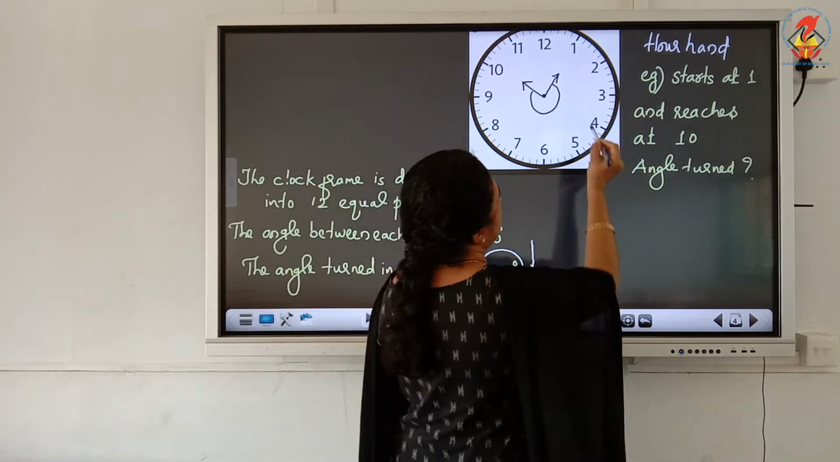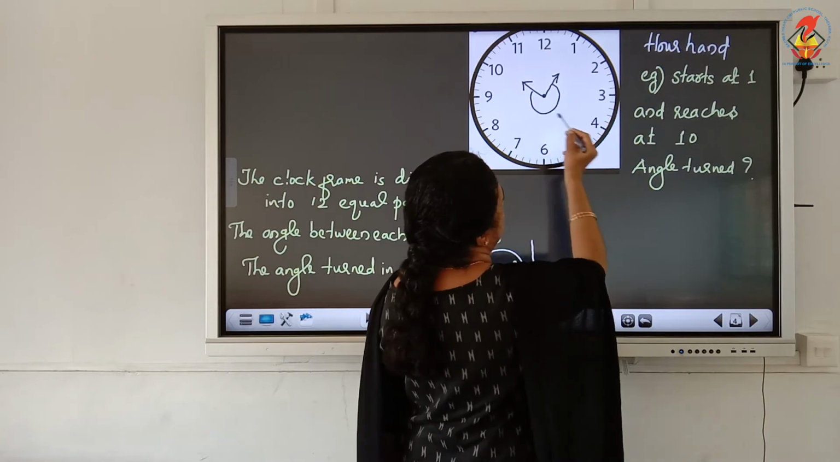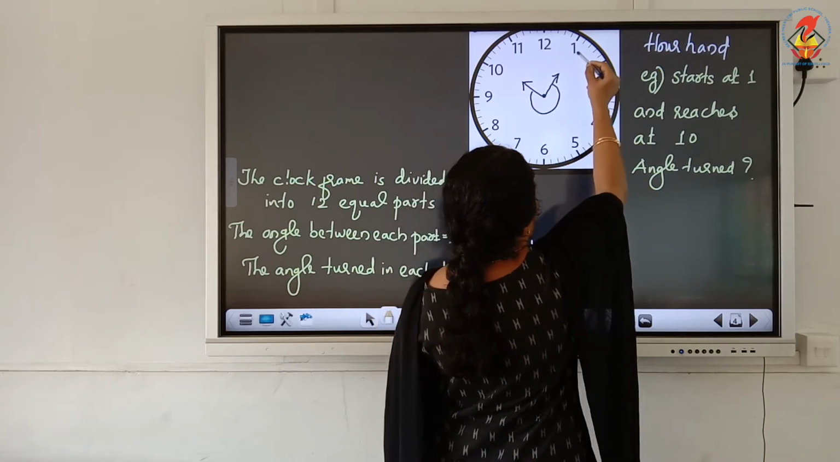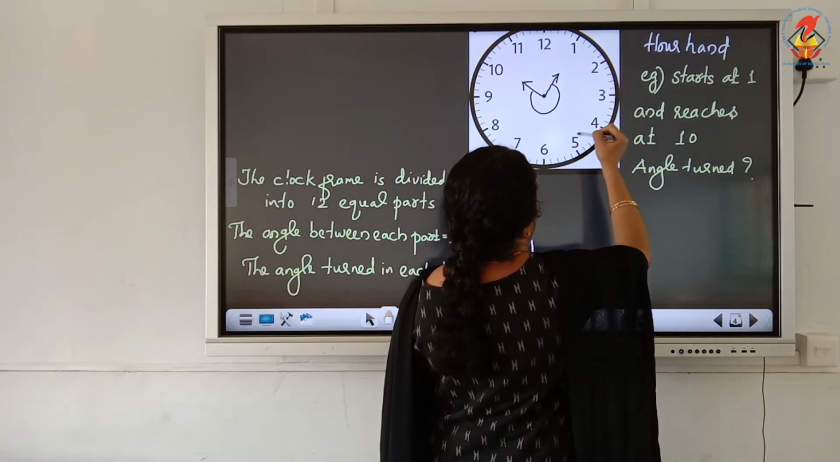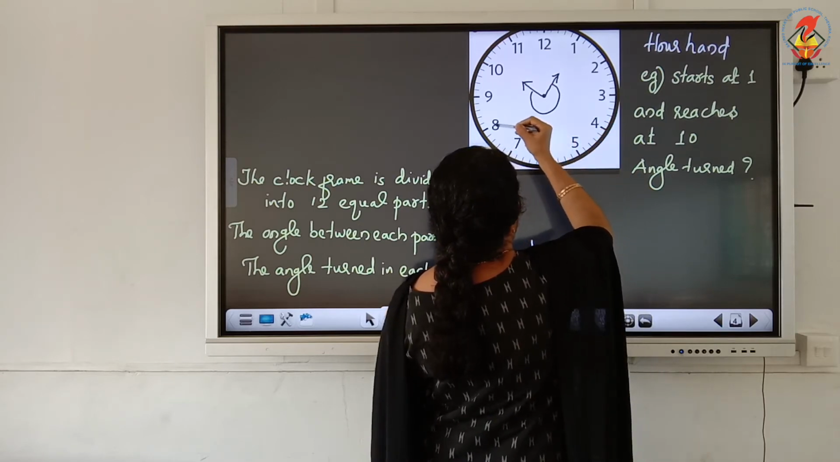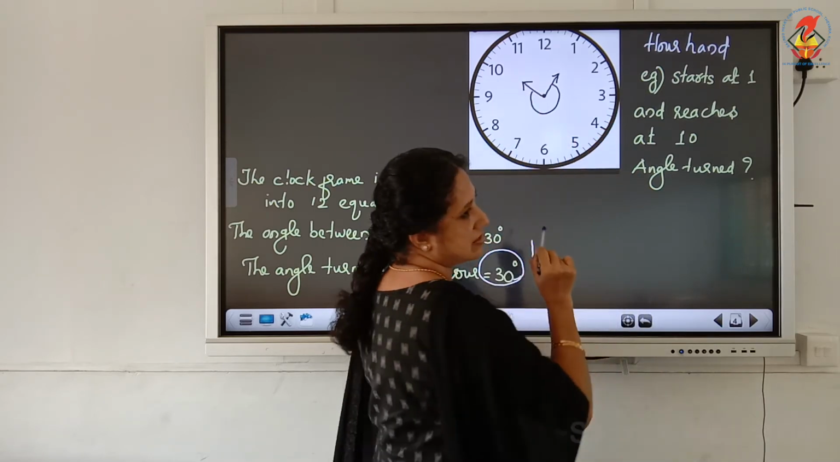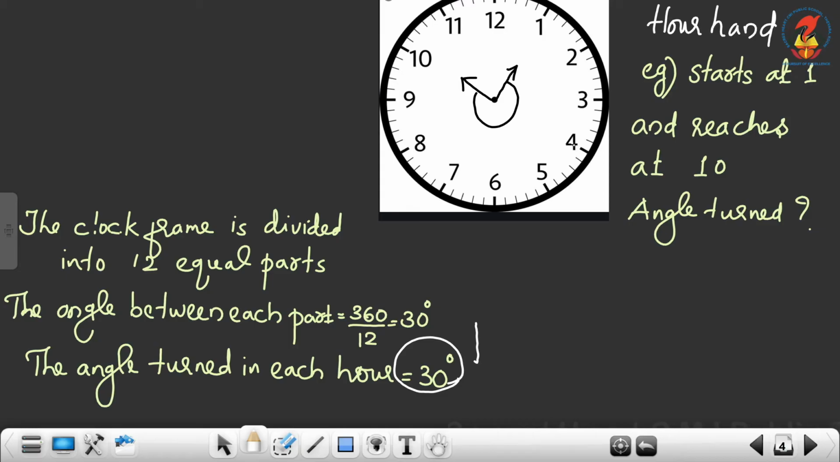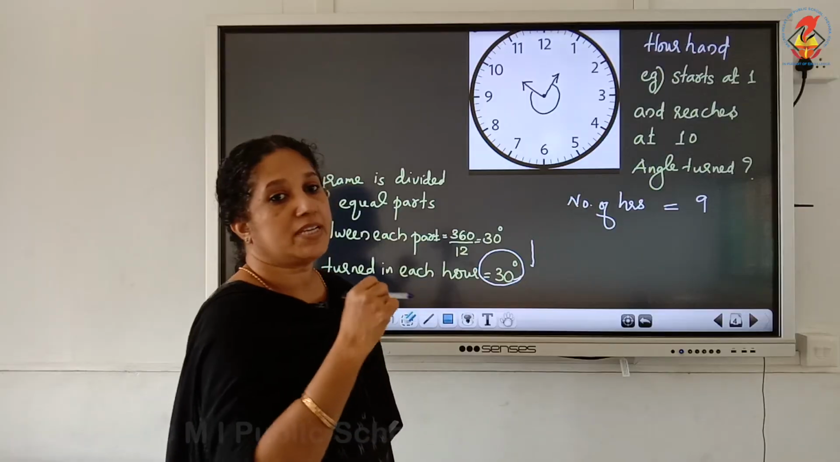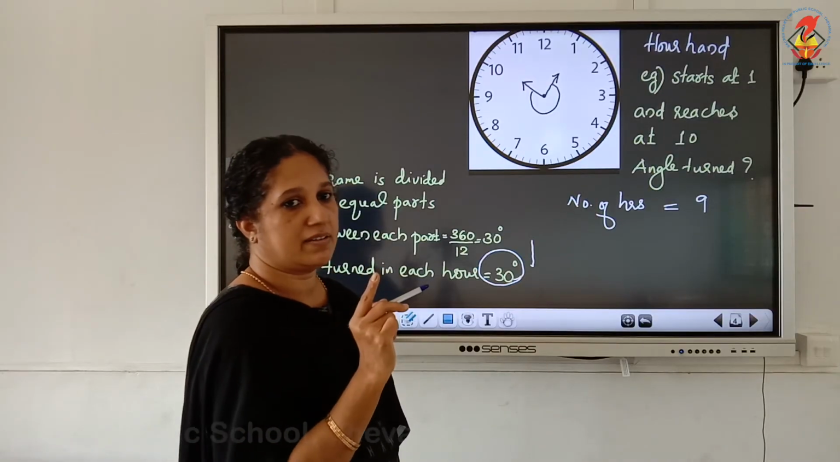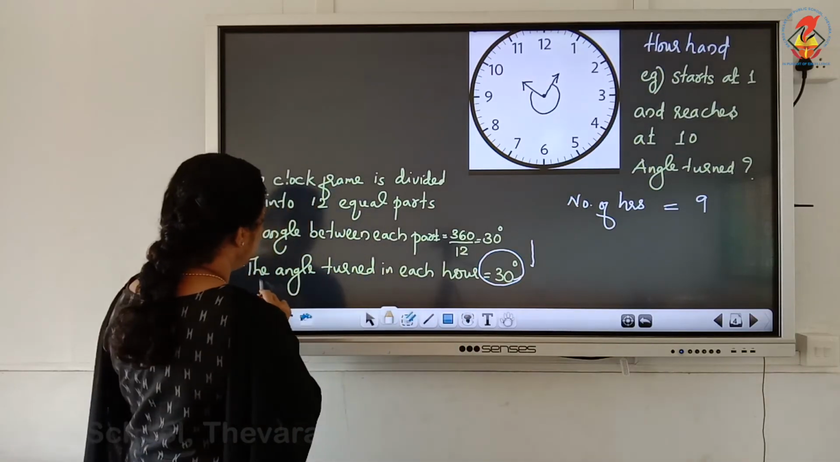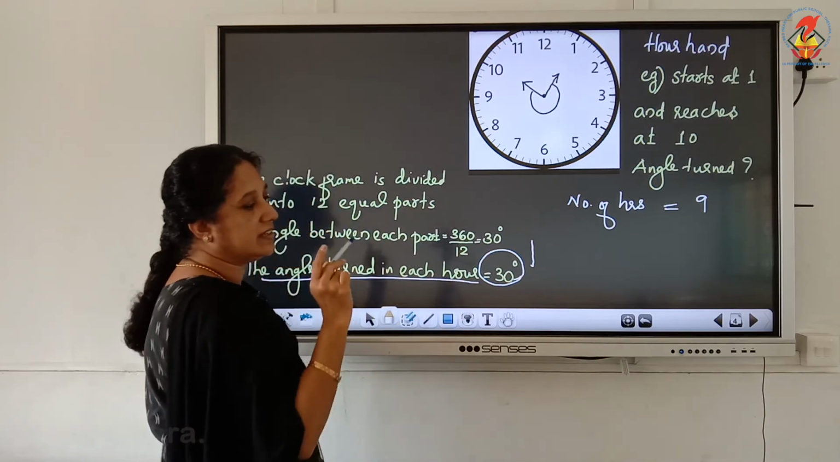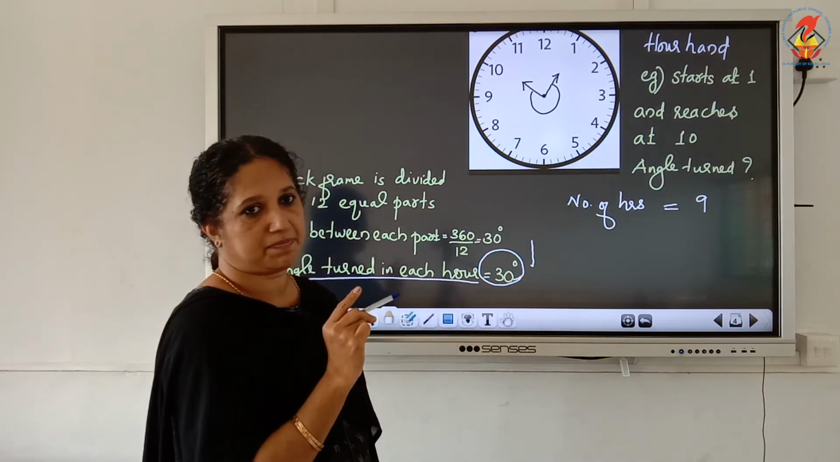So you have to find out the number of hours between 1 and 10. How many hours are there? 1, 2, 3, 4, 5, 6, 7, 8, 9 hours. So the number of hours between 1 and 10 is equal to 9. And what is the angle turned in 1 hour? The angle turned in each hour, or the angle turned in 1 hour is 30 degree.